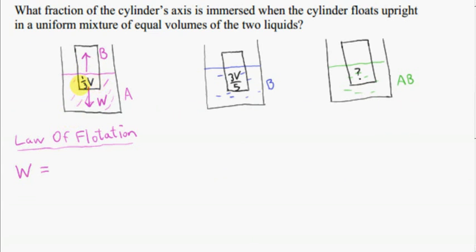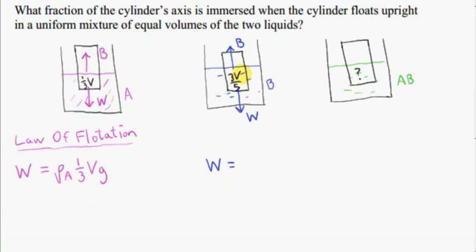So what's the weight of the liquid displaced? Well, it's the density of the liquid displaced times the volume of the liquid displaced. The volume of the liquid displaced is equal to the volume of the immersed part of the cylinder, which is 1/3 V, where V is the volume of the full cylinder. Okay, that's the mass of the liquid displaced. To get the weight, we multiply by g. We do the same here.